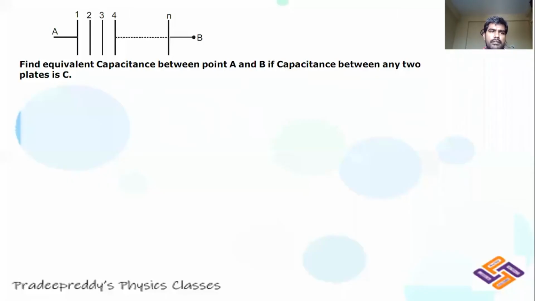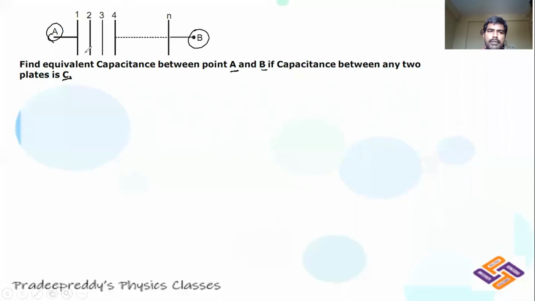Coming to the next question. This is one simple model. We have capacitor plates. You are now supposed to find out the equivalent capacitance between A and B. A is one potential point, B is another potential point, and you are connecting some n number of plates here. You should find out the capacitance between any two plates.